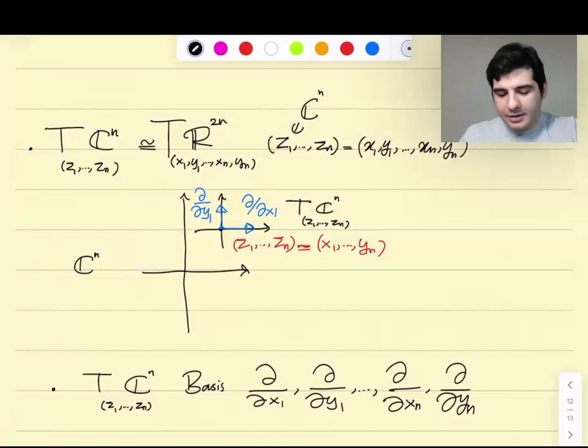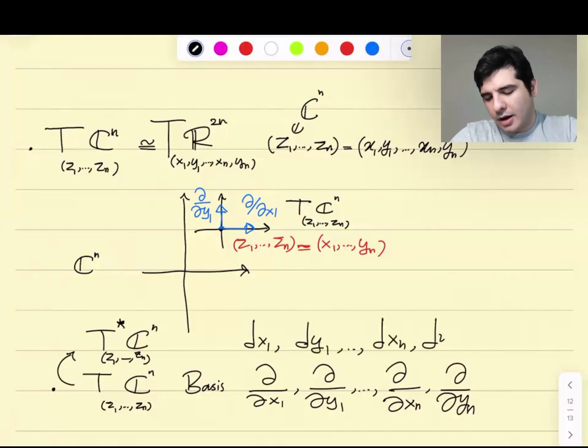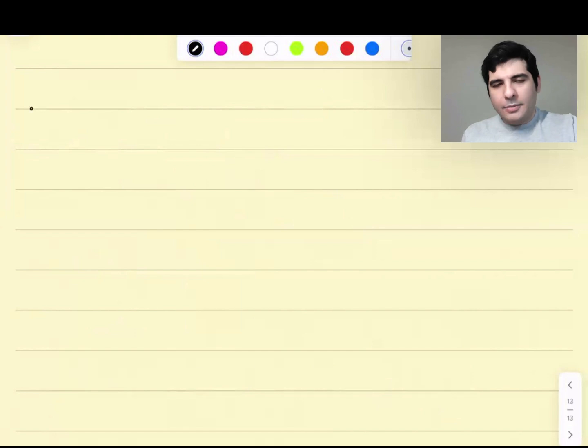And then we can think about the dual of this space, which would be T star of Cn at this given point. And again, as a real space, it has a dual basis, which is denoted by dx1, dy1, up to dxn, dyn. These objects form a basis for this dual space as a real vector space.